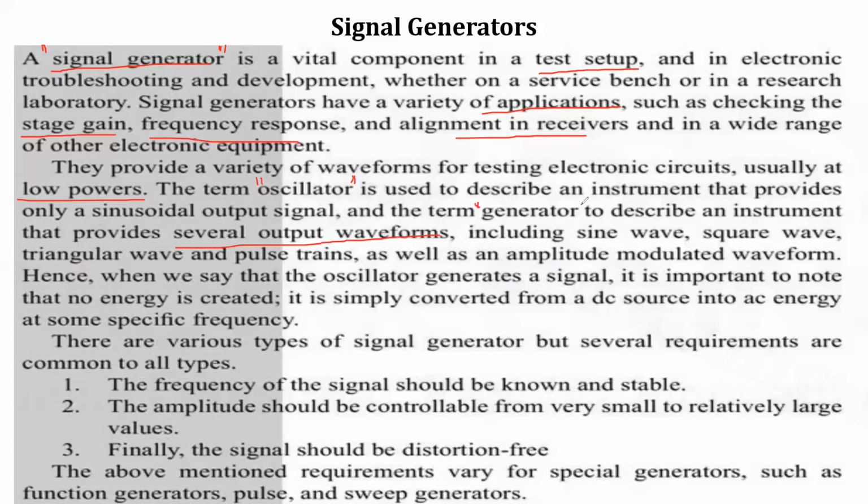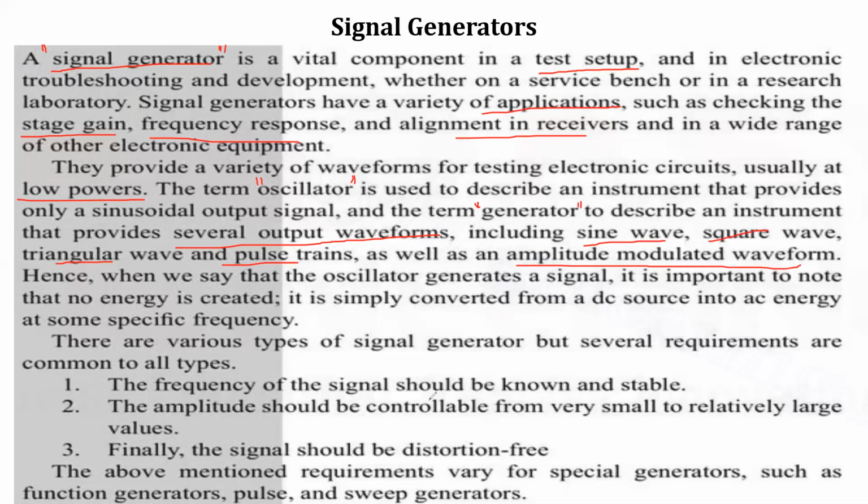Signal generator can give the different types of waveforms. It can give sine wave, square wave, triangular wave, and the pulse trains, as well as amplitude modulated waveform like that. Different types of waveforms are possible, that is sine, square, triangular, pulse, amplitude modulation waveform also.